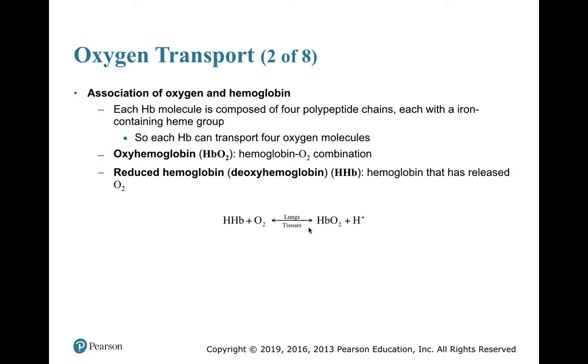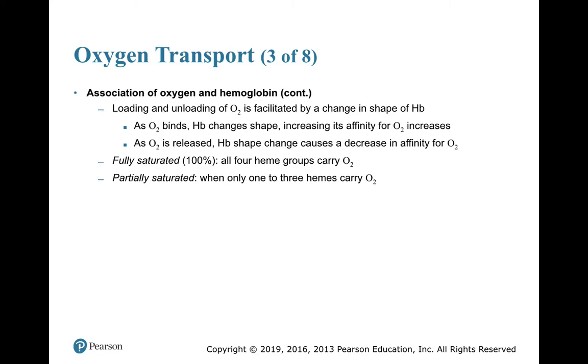So in the lungs, oxygen binds to hemoglobin and hydrogen ions are released. And in the tissues, that oxygen is released from the hemoglobin. So loading and unloading is facilitated by a change in the shape of hemoglobin. As one oxygen binds, it begins to change the shape of the hemoglobin, and that increases the affinity for oxygen of the other 3 sites. The second one helps with the last 2, and the reverse happens when one is released. The affinity for the other oxygens decreases.